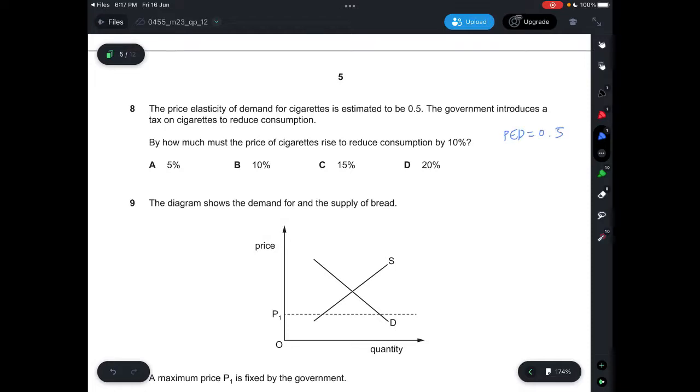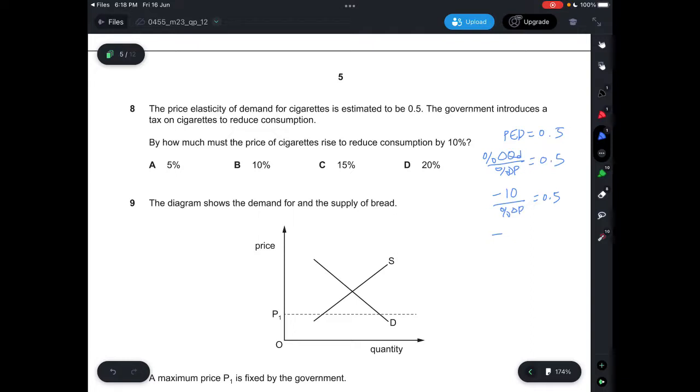Okay. And then, like I mentioned earlier, PED will be percentage change in quantity demanded over percentage change in price. So this would be 0.5. And then if you want to reduce consumption by 10%, this means that percentage change in QD must be negative 10, which will look something like this. Okay, so now I'm going to have to move the percentage change in price to the right and 0.5 to the bottom.